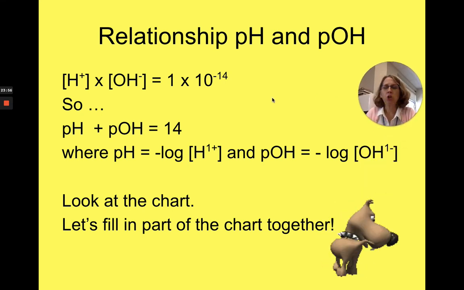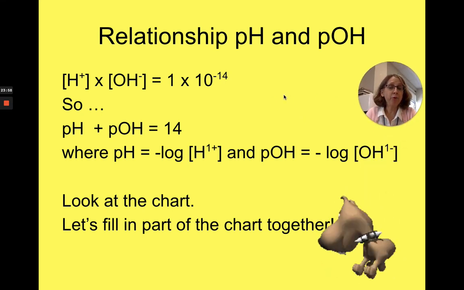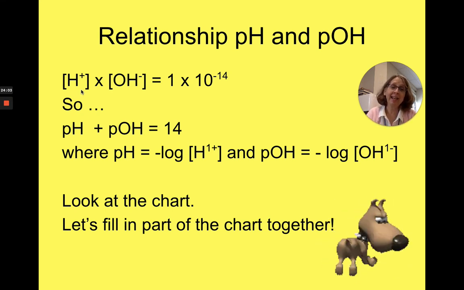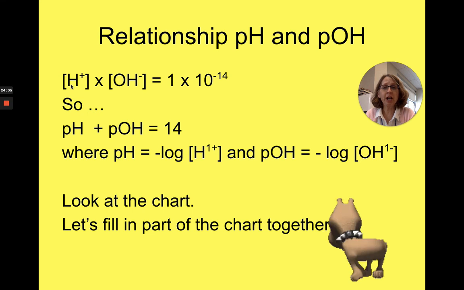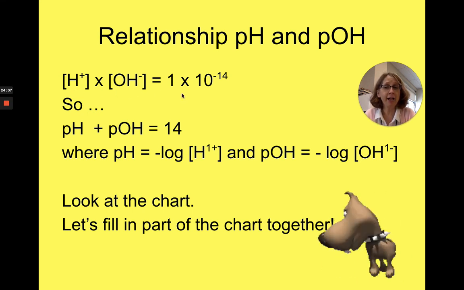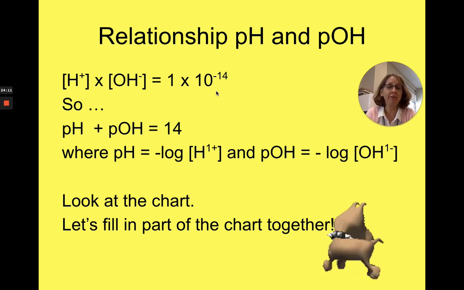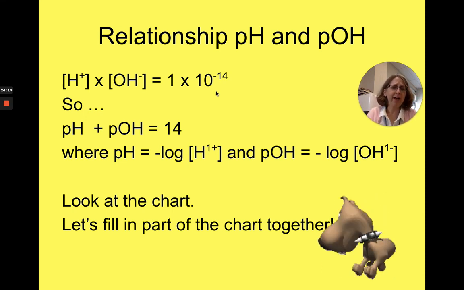All right, so it can be shown that at room temperature, because each can dissociate 1 times 10 to the negative 7th molar, the hydrogen ion concentration and the hydroxide ion concentration are always going to multiply to 1 times 10 to the negative 14th. But that's a lousy number to have to play around with.